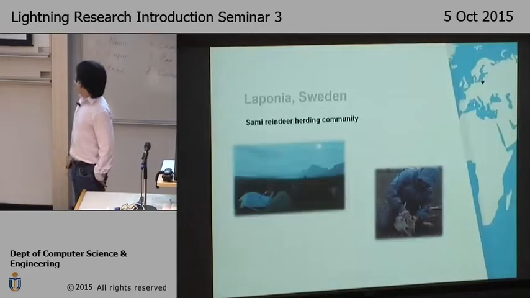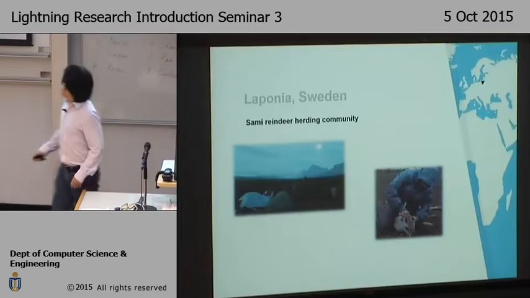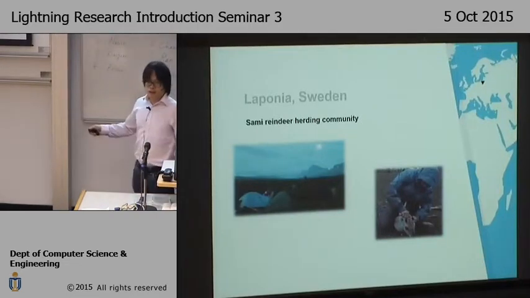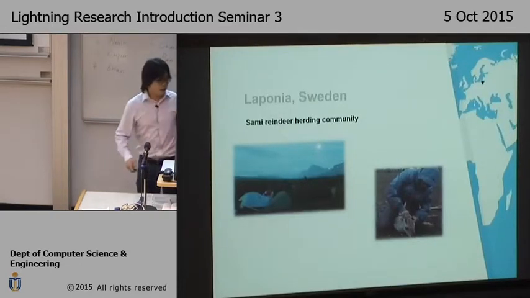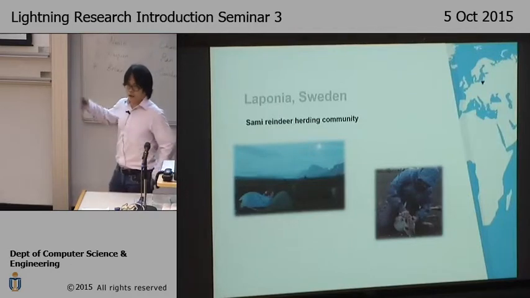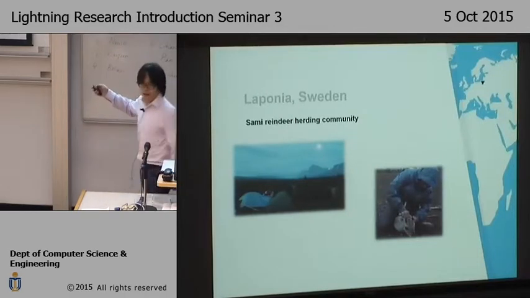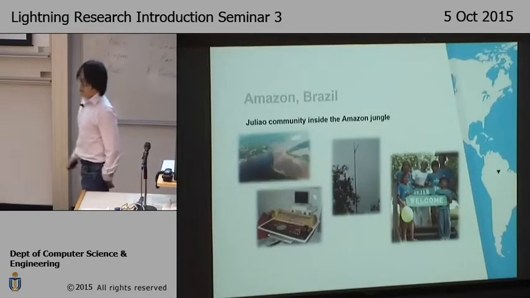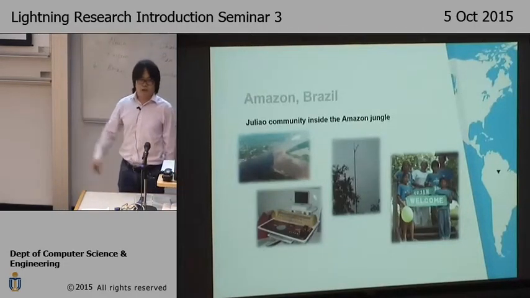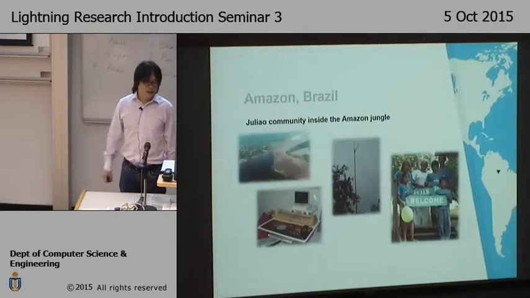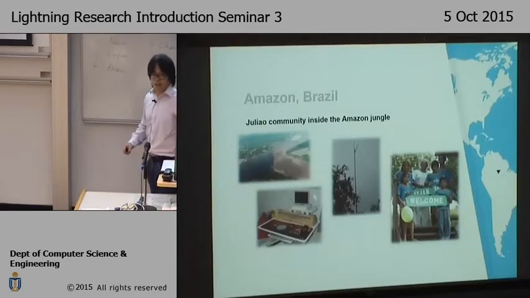I have been to many places in the world, and we try to bring connectivity to the people there. This one is in Lapland in Sweden, very north of Sweden. There are people doing reindeer herding there. There's a community. We went there a couple of years ago and helped them bring some connectivity to the internet. And here is Brazil in the Amazon jungle. People live in the jungle, and they don't have internet connectivity, but they have a school. So small school kids study. We went there and also helped them set up some connectivity so they can study better.